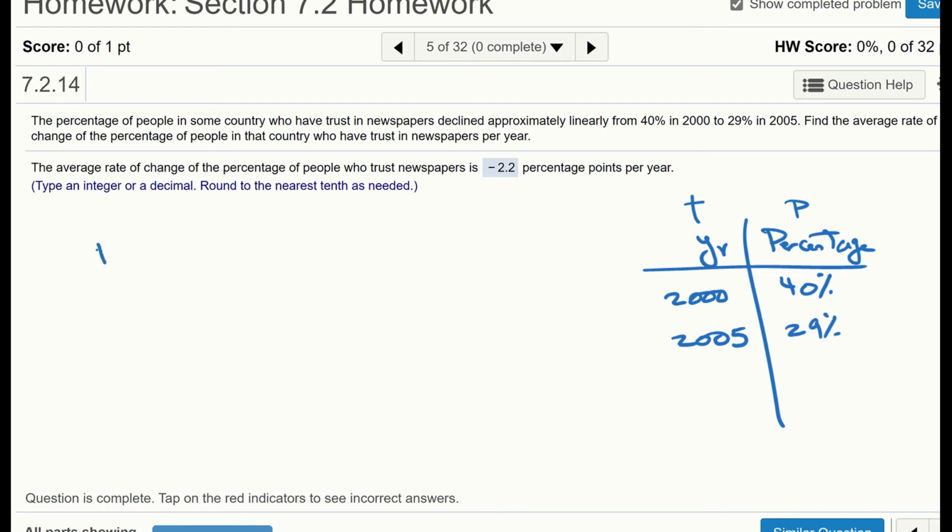So we know that the rate of change is going to be, remember, you can think of this as T1, this one is T2, this one is P1, and this one is P2, okay? So basically it'll be P2 minus P1 over T2 minus T1, right?